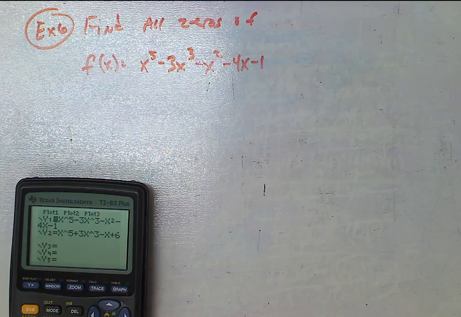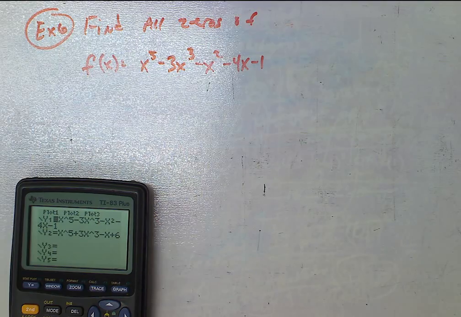For example 6, it wants us to find all the zeros of x to the 5th minus 3x cubed minus x squared minus 4x minus 1. First strategy is to try to factor it. There is no common factor at all. It doesn't factor by grouping. And so another strategy is to use our calculator.